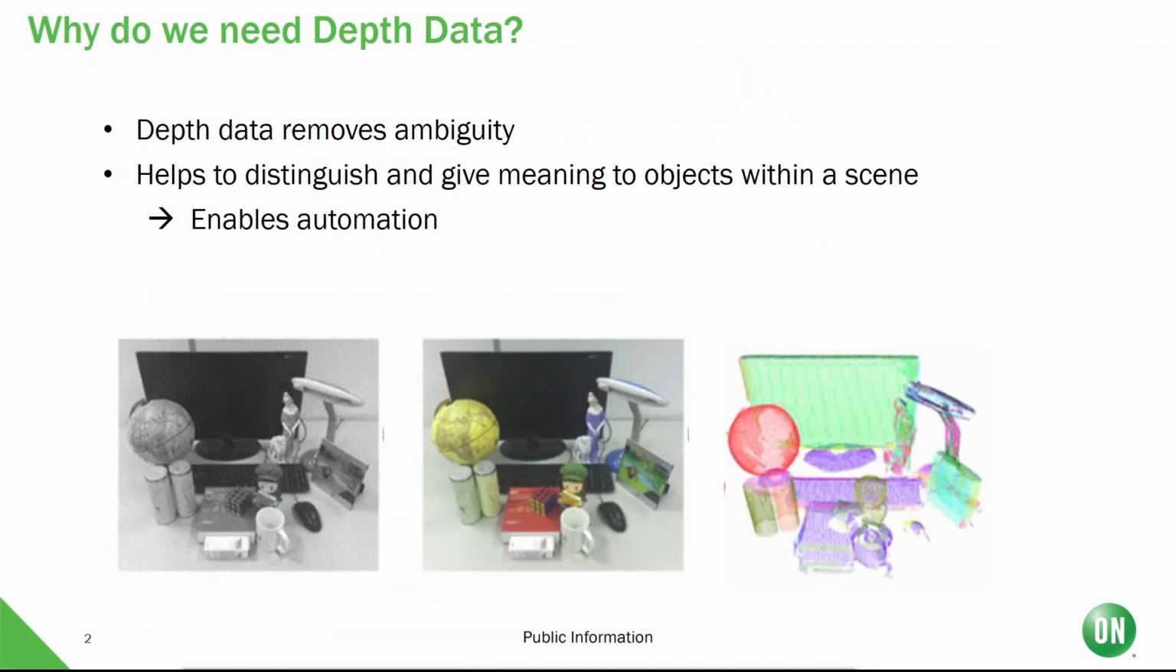Why do we need depth data? Depth data allows us to remove ambiguity that may otherwise appear in a standard RGB image. It helps us to distinguish and give meaning to objects within a scene, and this is how depth data enables automation.